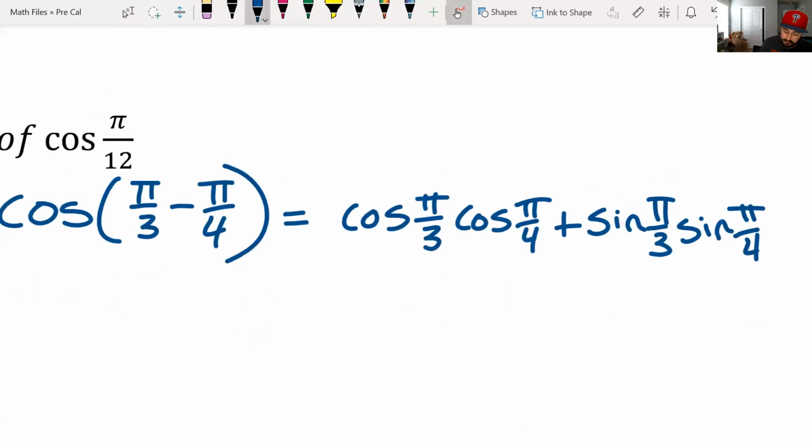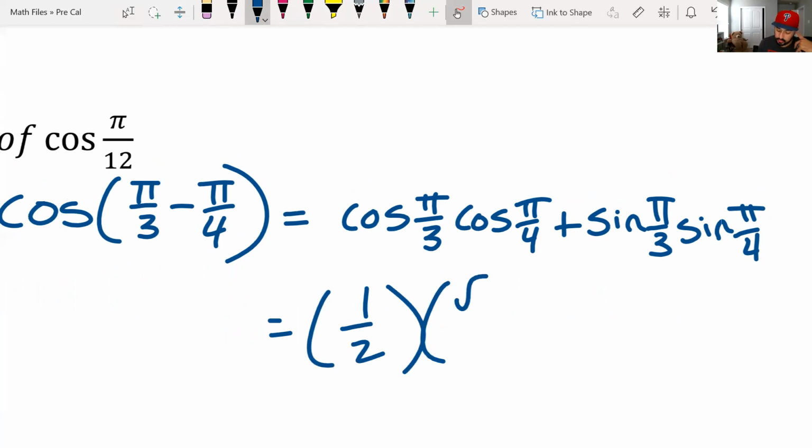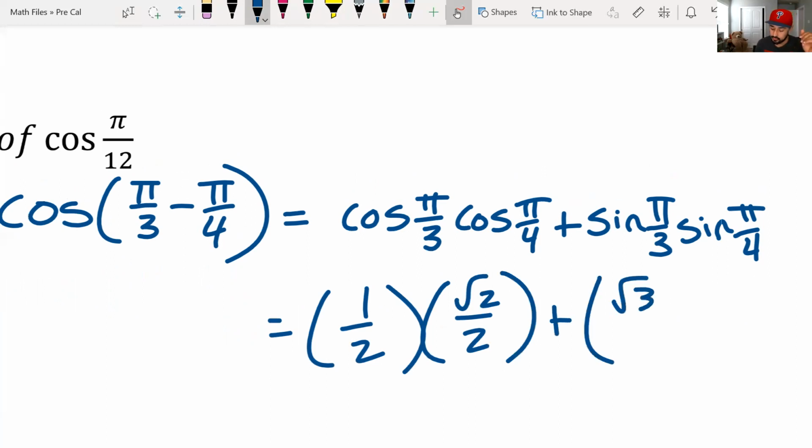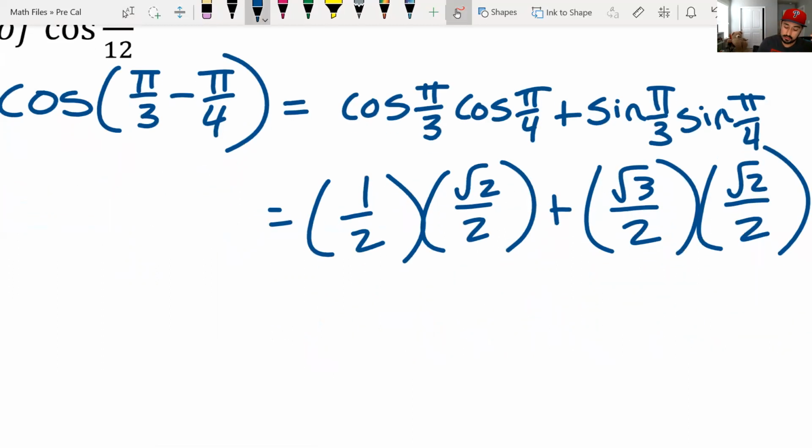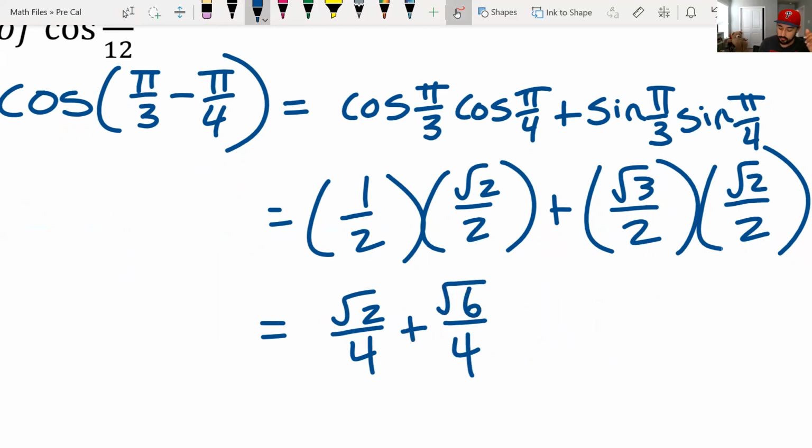Now all we have to do is simplify. And what is cosine at pi over 3? Cosine at pi over 3 is 1/2. Cosine at pi over 4, square root 2 over 2, plus the sine at pi over 3, square root 3 over 2, times the sine at pi over 4, square root 2 over 2. Simplify, and you get square root 2 over 4 plus square root 6 over 4. Put it together, square root of 2 plus square root of 6 over 4.